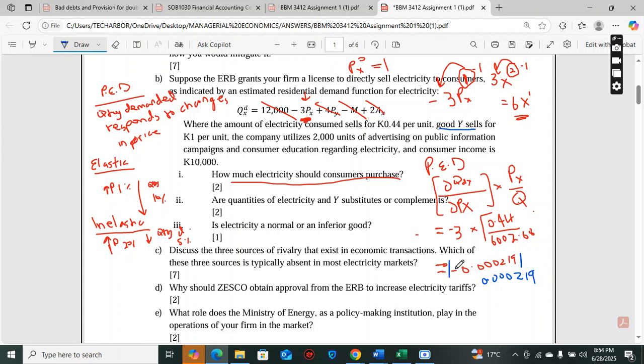So this 0.000219, we ignore the sign, and now we're able to interpret. If your PED, the price elasticity of demand, is less than 1, demand is inelastic. This value we've got is less than 1, so it means demand for electricity is inelastic. Quantity demanded for electricity is not sensitive or responsive to changes in price.